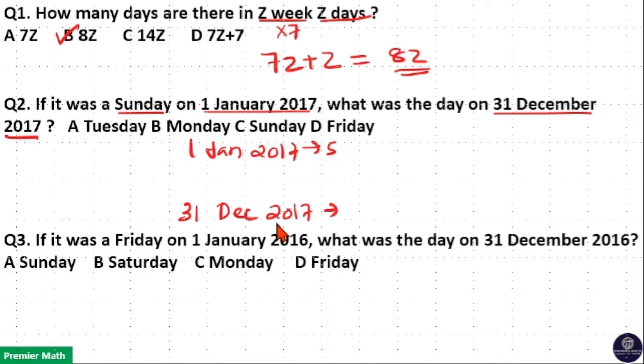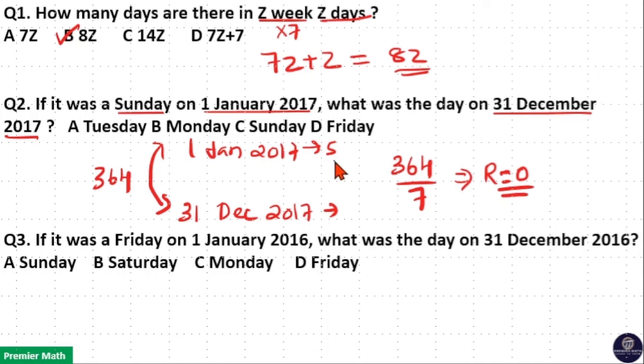Here difference between last day and first day of 2017 is 364 days. So we need to find out odd days in 364 days. So 364 by 7 will give you remainder 0, which means there are 0 odd days in 364 days. So, if 1st January 2017 is Sunday, then 31st December 2017 is also Sunday because there are 0 odd days in 364 days. Option C is your answer.